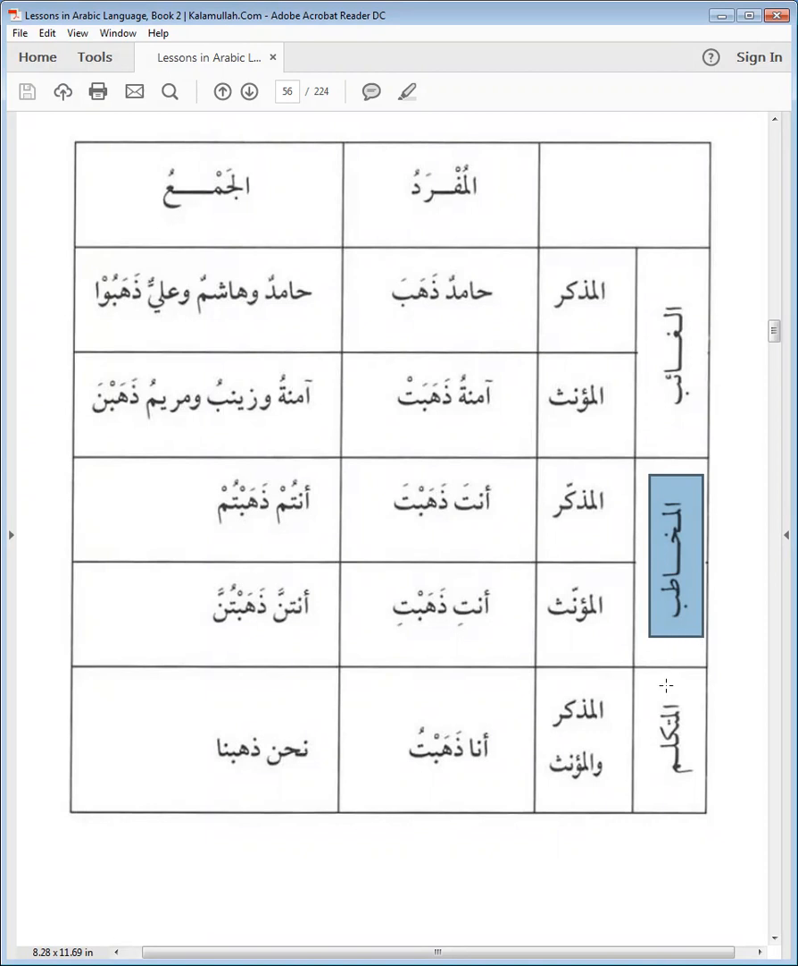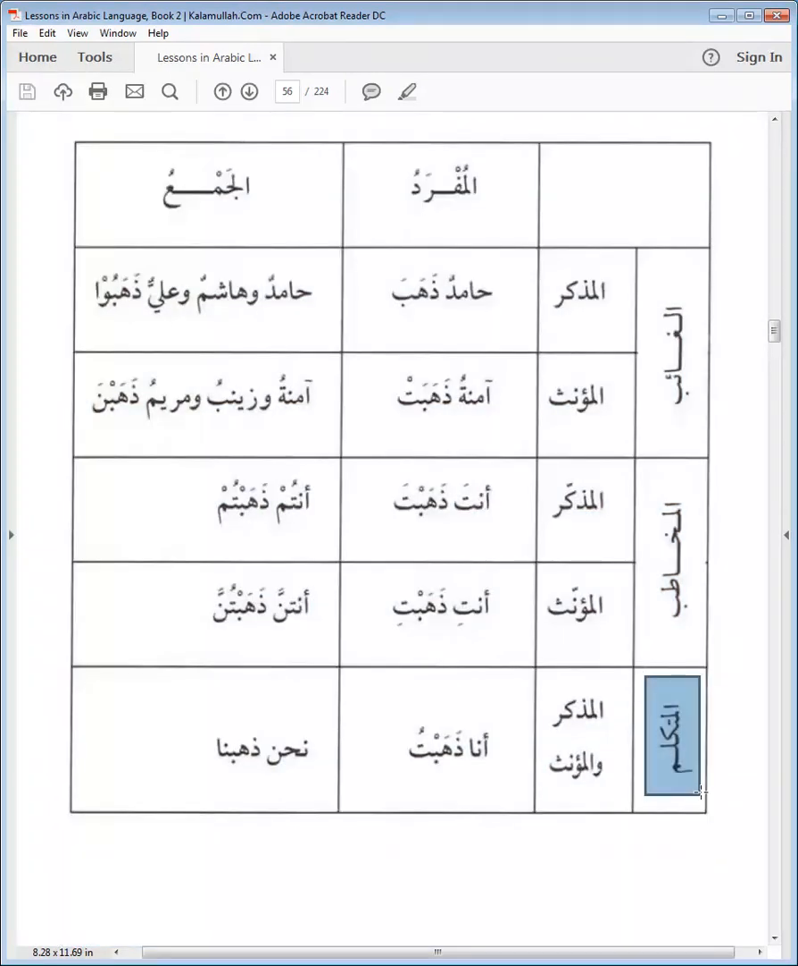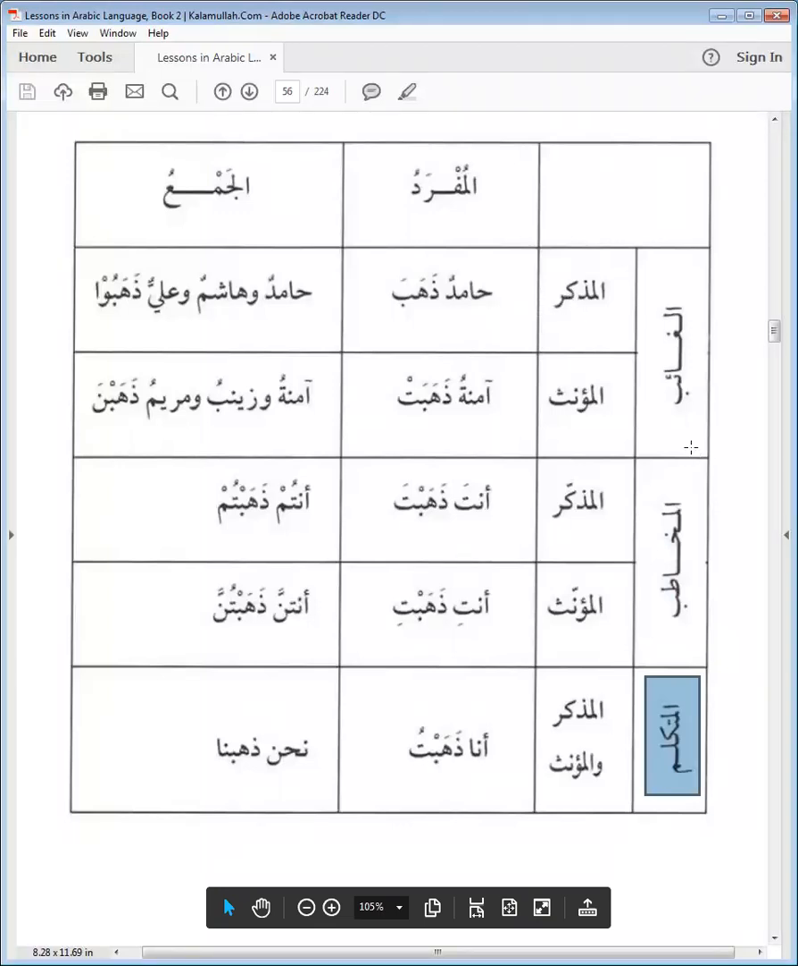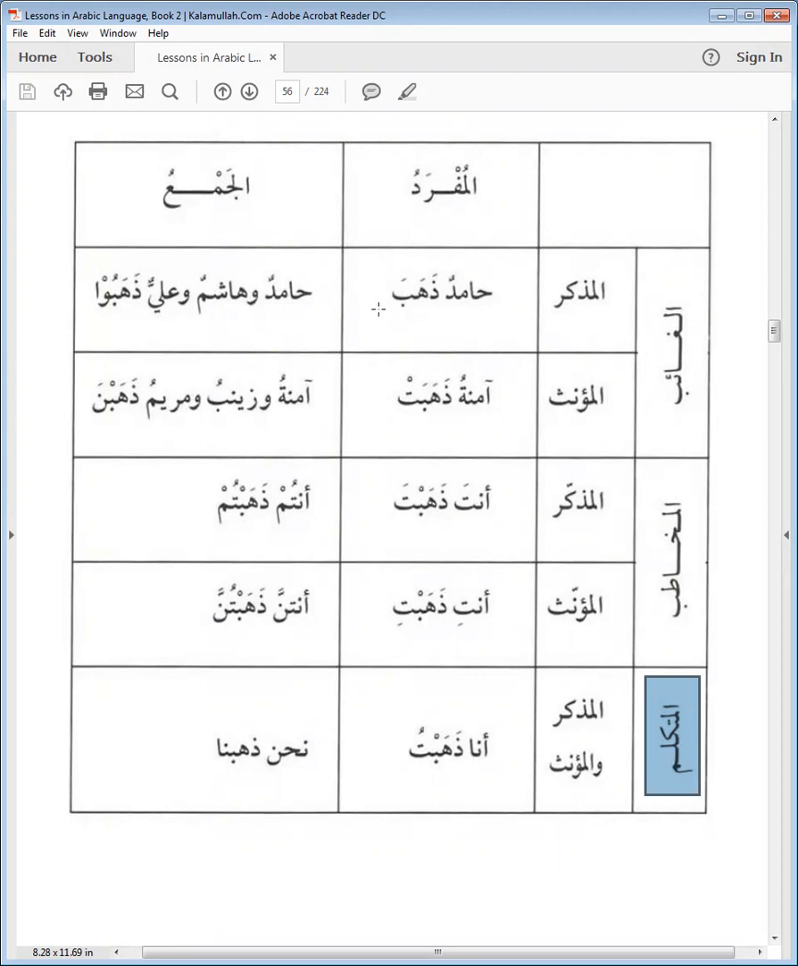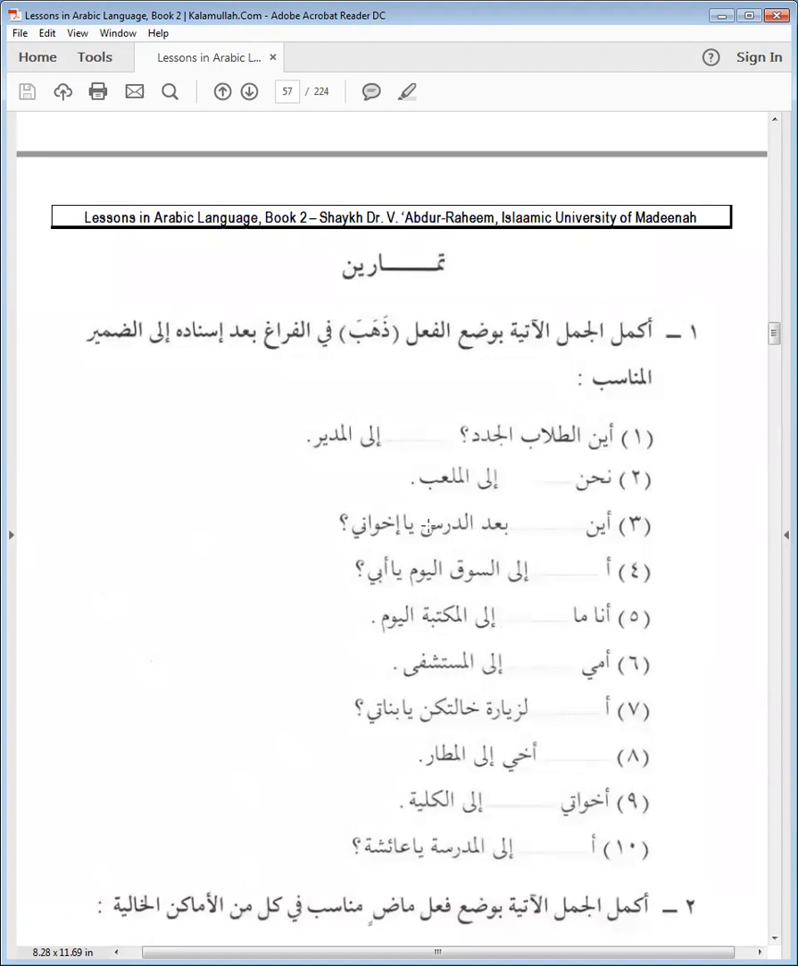Or the one spoken to, or in English grammar, we say is the second person. And then lastly, we have al-mutakallim, which is the first person, right? Or in this case, it's the speaker, the person who is speaking, all right? And under each category, we have al-muzakkar and al-mu'annath, masculine and feminine. So we have examples here as to how we conjugate the verb depending on the context, all right? So when we go to the lesson now, رقم واحد أكمل الجمل الآتية بوضع فعل ذهب في الفراغ, right? So you put in the spaces the appropriate conjugation of the verb ذهب.